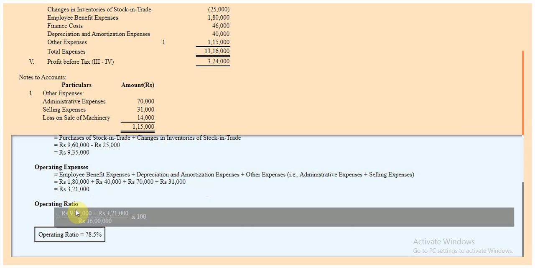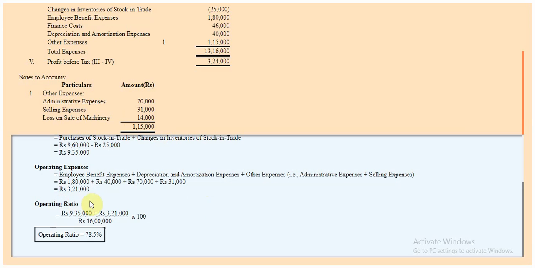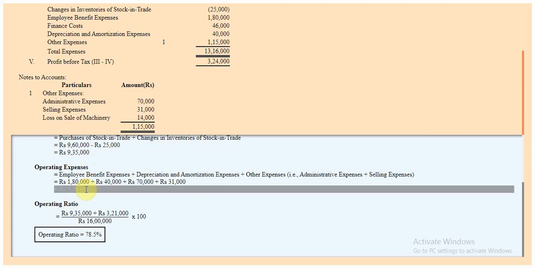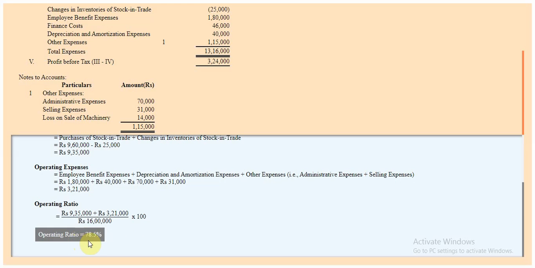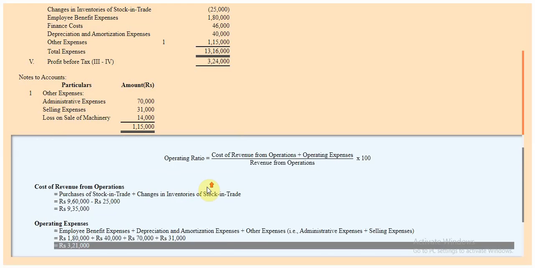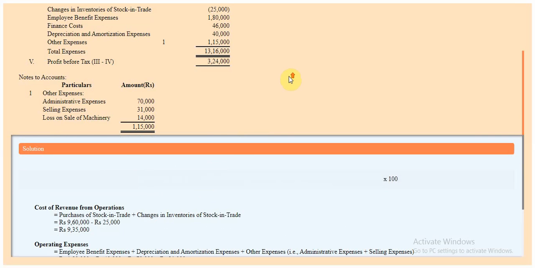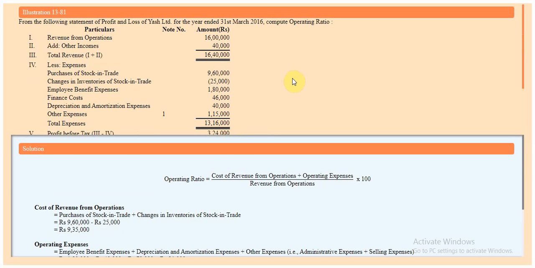Now we can find out operating ratio easily. Just add 9,35,000 and 3,21,000, divided by revenue from operations, which is 16 lakh, into 100. We get the operating ratio, which is 78.5%. So with this the problem is over. Let us move to the next problem.